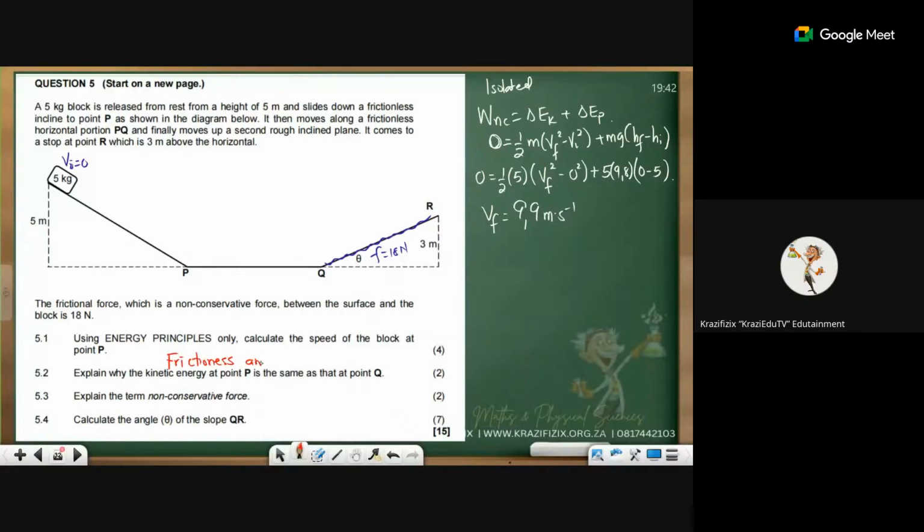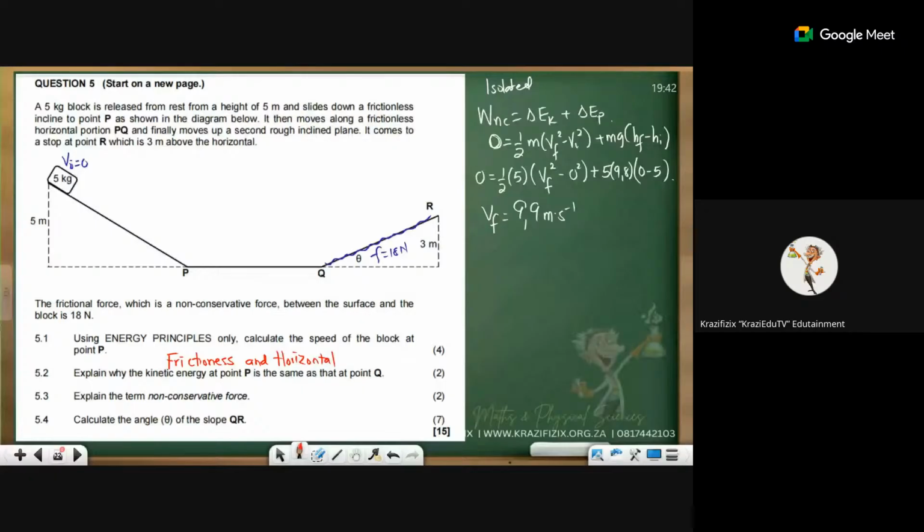I think there's one where they even talk about it. Let me see. Extend the time. No, leave me alone. 5.4. Calculate the angle. Yeah, that one is on you.